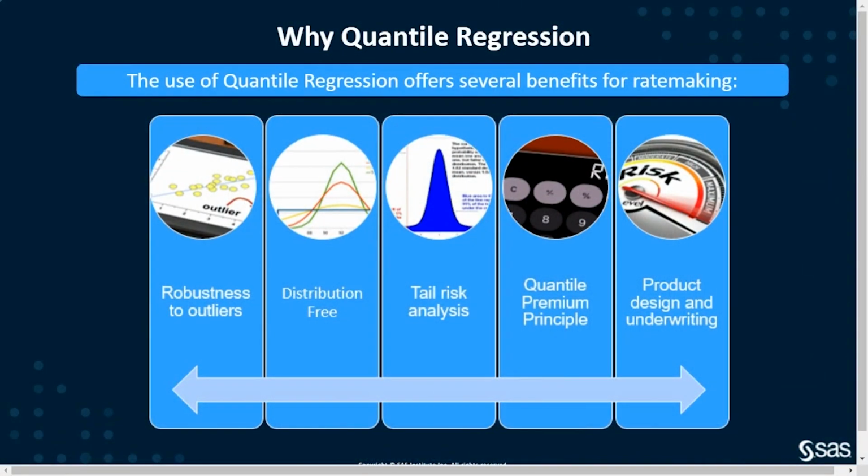So finally, what are the main pros of this technique? Among the most interesting is the robustness to outliers. Unlike GLMs and GAMs, quantile regression is less sensitive to outliers. This is particularly important in insurance data, where extreme observations can have a significant impact on model estimates.